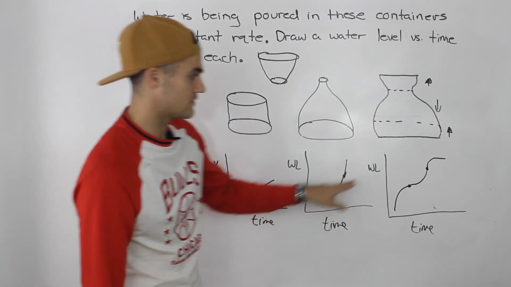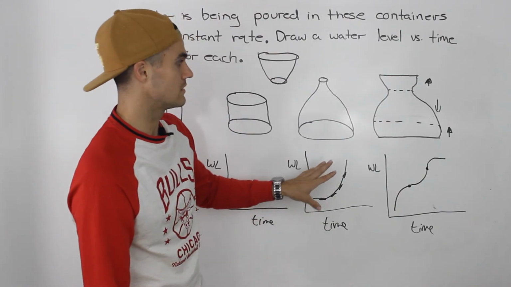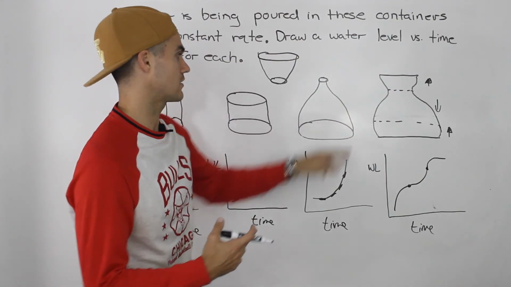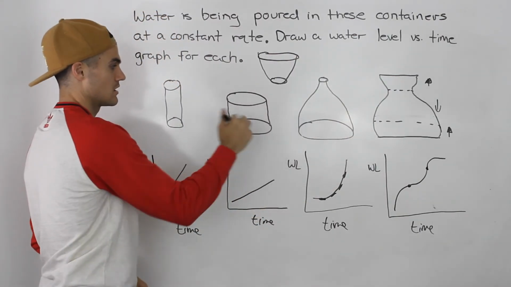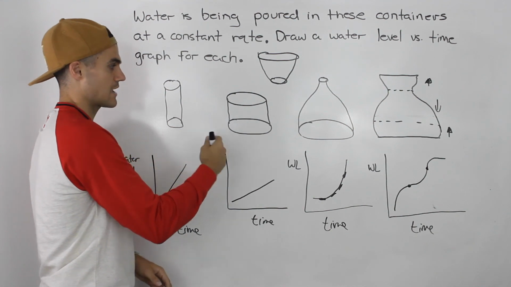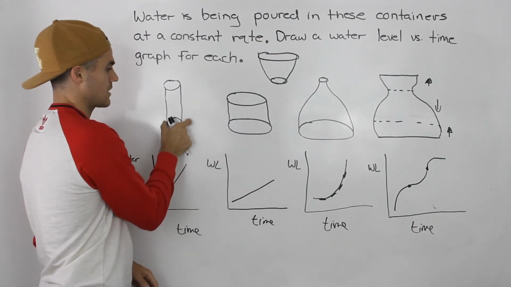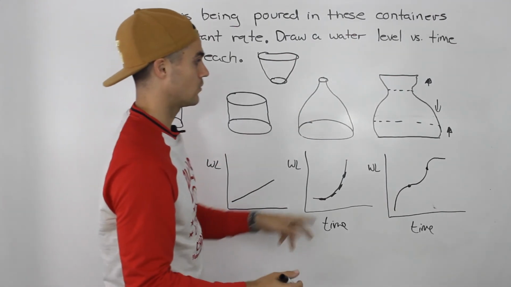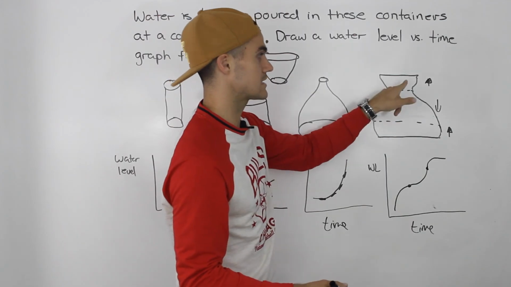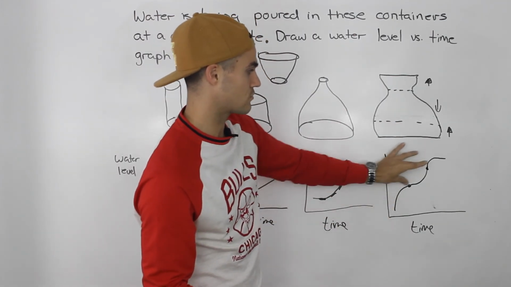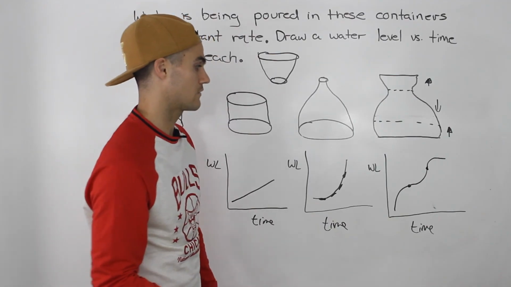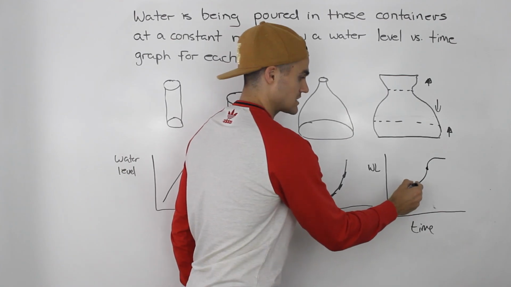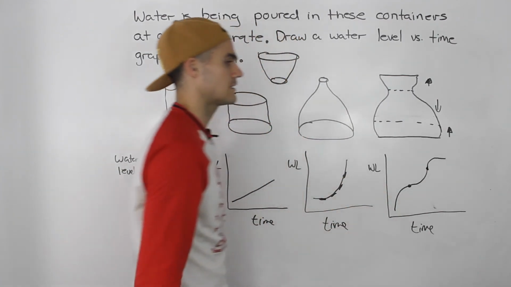All right, so notice how this graph has 3 different parts to it because the diameter was changing in 3 different ways for this container. In the earlier containers, the diameter was constant here, and then decreasing there. Here, the diameter is increasing, then decreasing, then increasing. So we have to have 3 different parts to our graph. So the water level is always increasing, but first the rate of change is decreasing, then it's increasing, then it is decreasing again.